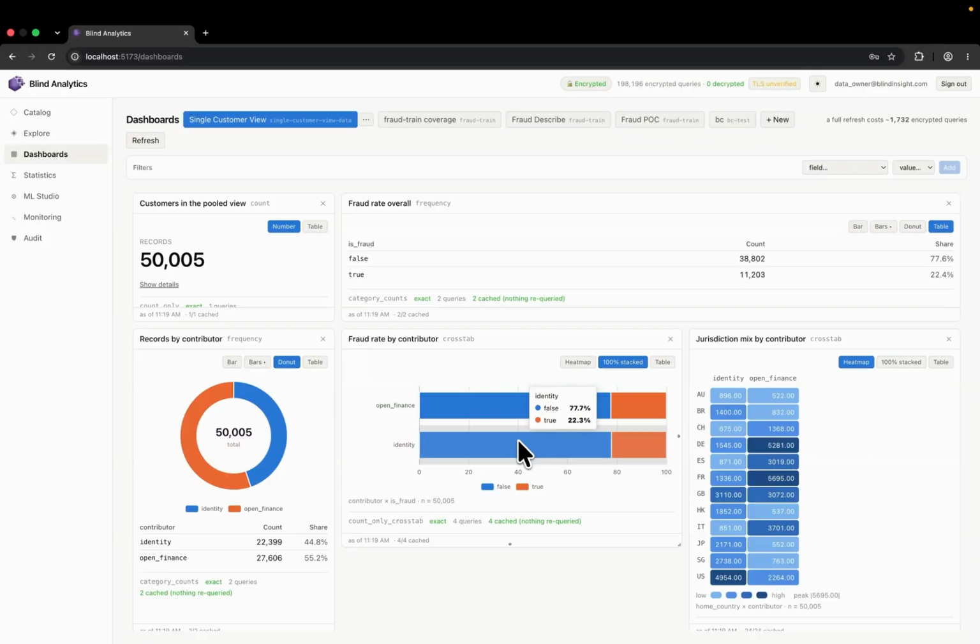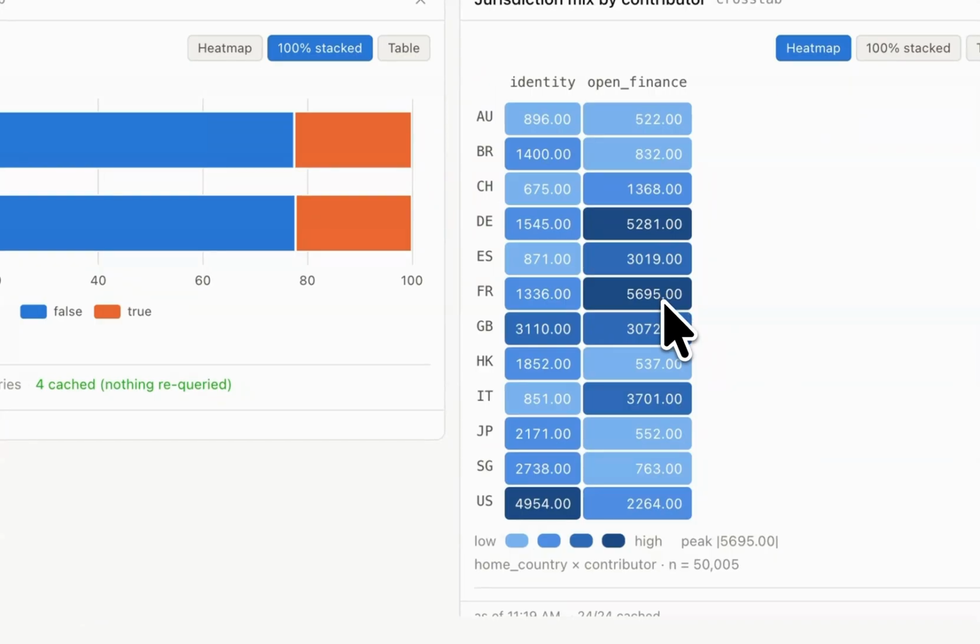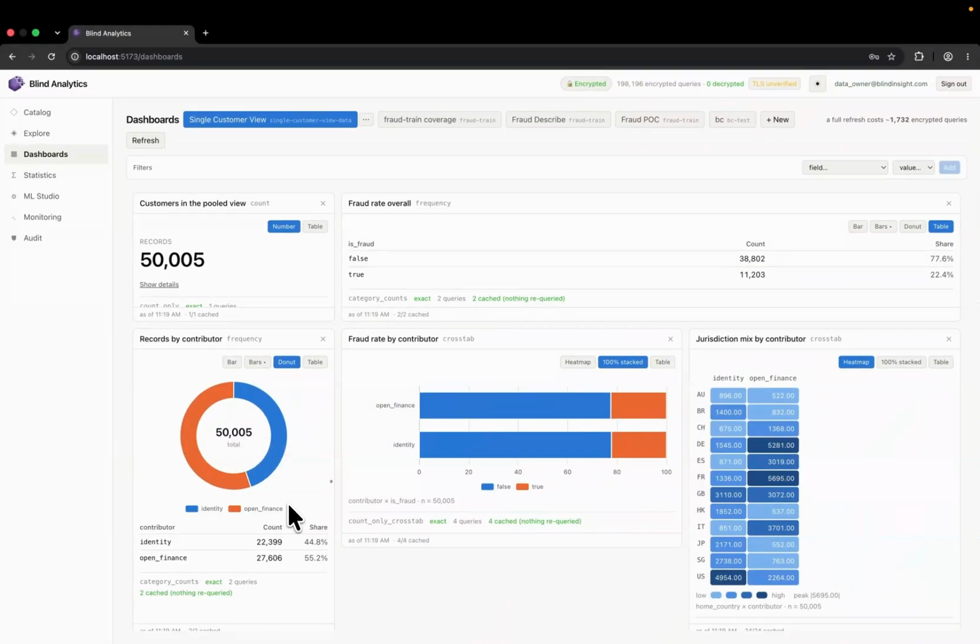However, if we look at the geographical coverage, it's very different. Open Finance is primarily European with a strong representation from France, Germany, and Italy, whereas the identity team has broader coverage across the US, Asia Pacific, and Great Britain. Neither team can independently see this complete geographical picture. It only becomes available through the shared encrypted view.